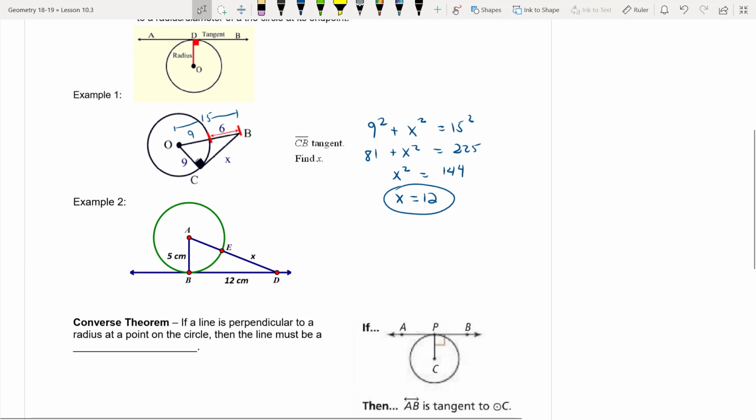Go ahead and try example 2 on your own. Remember, AE, you already know the length of that. Go ahead and try this one, and then when you come back in, the answer will be there.